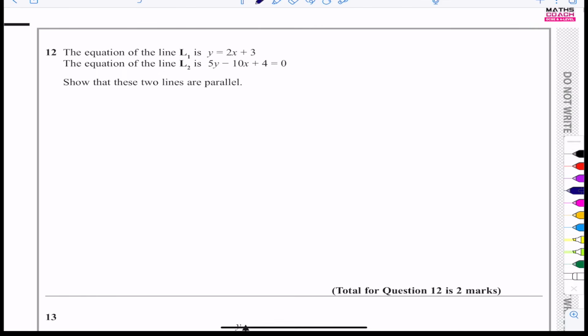Question 12. The equation of the line L1 is y is equal to 2x plus 3. The equation of the line L2 is 5y equals 10x plus 4. Show that these 2 lines are parallel. Right, parallel is when they have the same gradient.